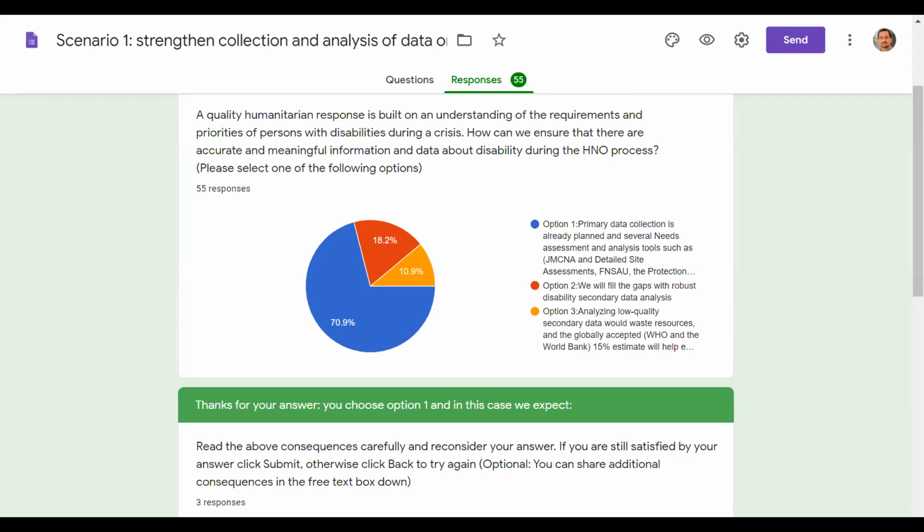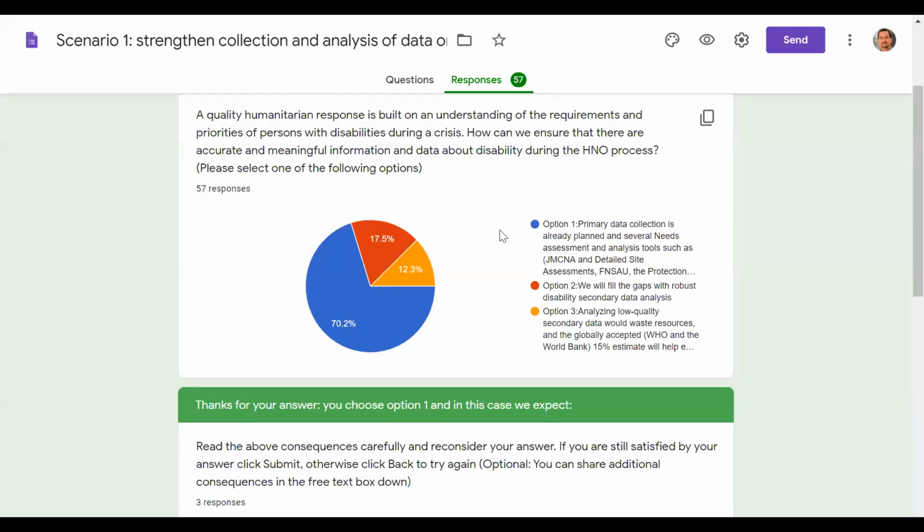The other issue with using the 15% estimate is that it makes it too easy for us, in a way. By just using a 15% estimate, we don't need to go outside the office. We just plug in a number. And that means that we're not really being cognizant of the needs, views, and priorities of persons with disabilities in a way that we could have been had we collected fresher data.